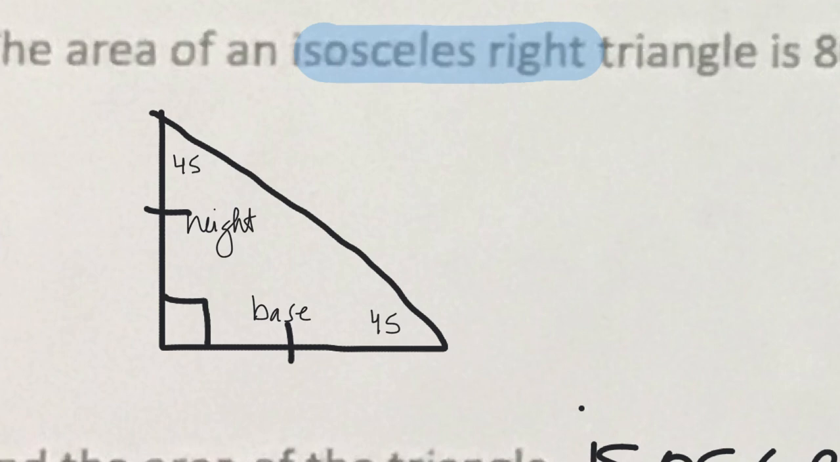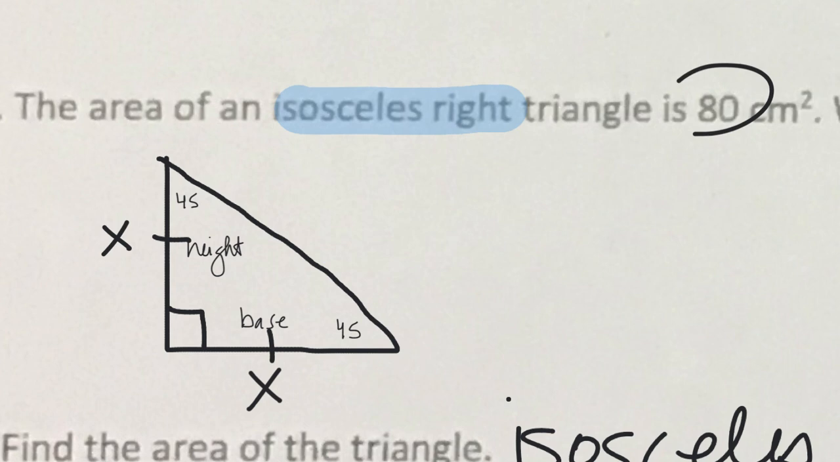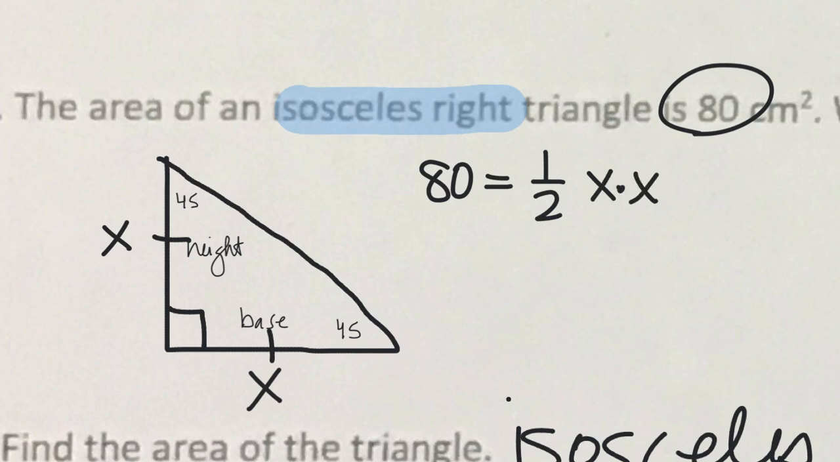They're the same. So since we don't know what they are, you can call them whatever your favorite variable is, right? Traditionally, math's favorite variable is x. So both of those are x. So when we go into your area formula to figure out what your side lengths are, that becomes 1/2 of x times x. This only happens in an isosceles right triangle, that both of your sides are the same length.